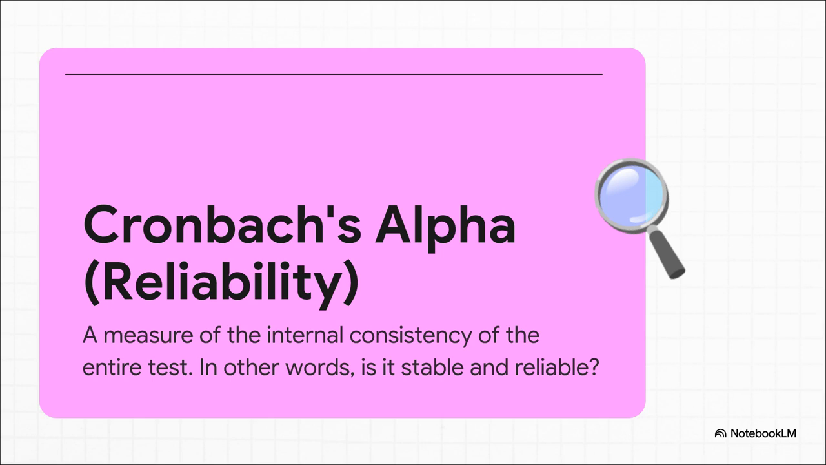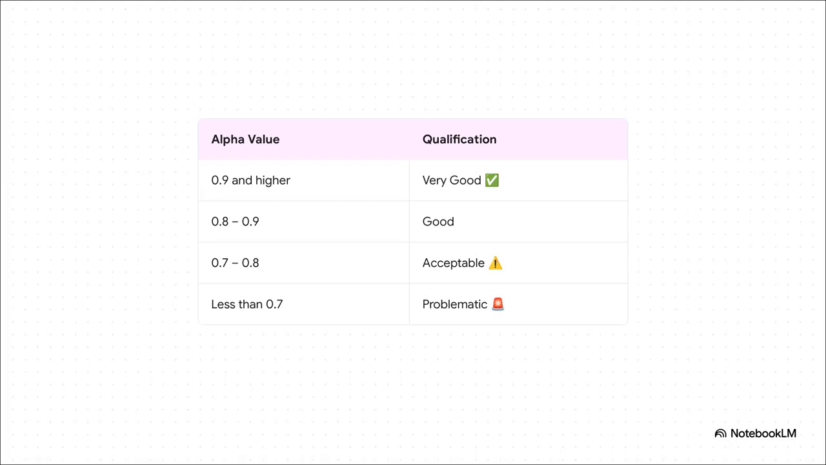If the alpha is high, the answer is yes. Your test is stable and consistent. And here are the benchmarks. You're really shooting for that 0.8 or higher for a solid test. Once you dip below 0.7, things get pretty problematic. It suggests the results are kind of noisy, maybe not that reliable.